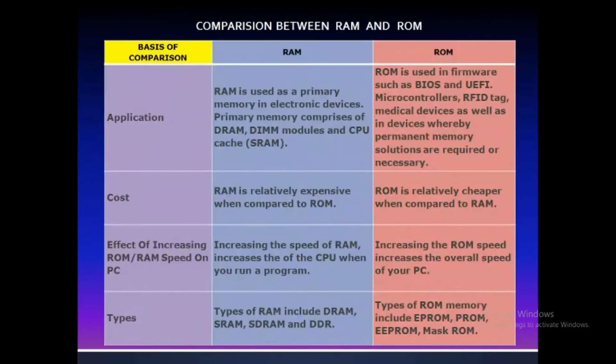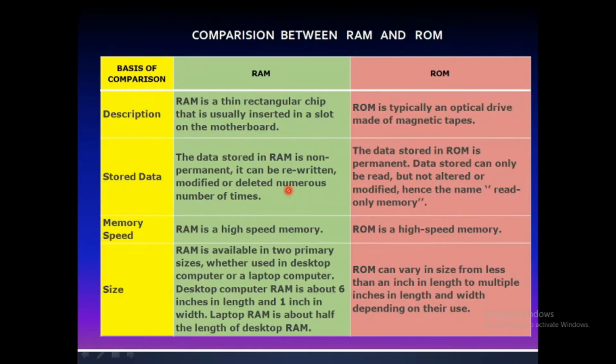Okay. So students, let us start with the basic differences between the two. We are quite familiar with the major differences between RAM and ROM. Let us quickly brush up on what all the major differences are. If you consider RAM, it is a thin rectangular chip that is usually inserted in a slot on the motherboard. ROM is typically an optical drive made up of magnetic tapes.